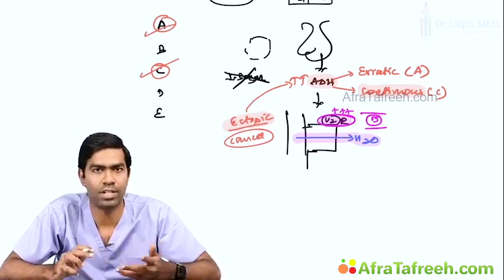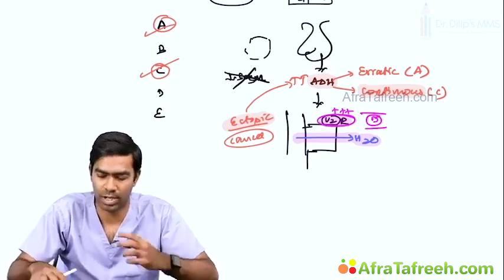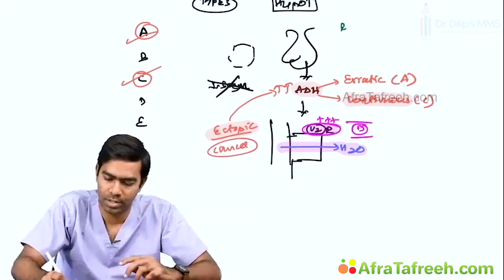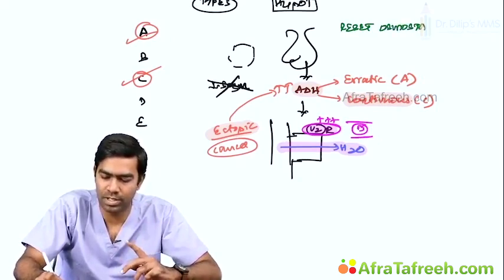Then you have only 2 types left, that is B and E. B stands for something called reset osmostat. So what do you mean by reset osmostat? It's very simple. It's not like excess ADH, but these patients' osmolar set point itself will be lowered, which means the threshold for sensing the osmolality will be low.